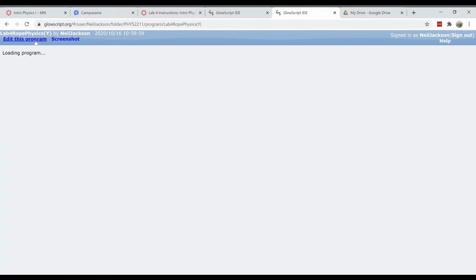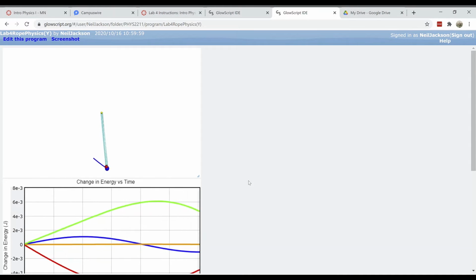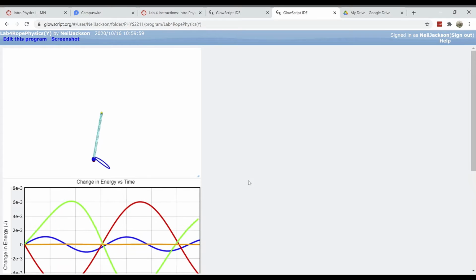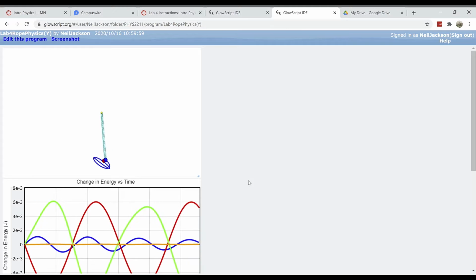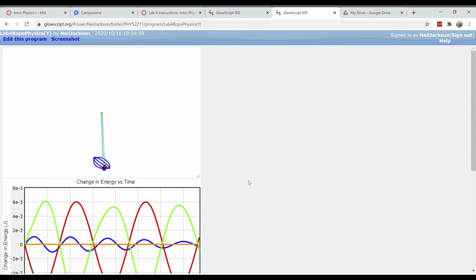When I run this program, I can choose my appropriate CSV file, and this is what I wind up getting. Now keep in mind that this model uses oscillations in the y direction. Later on I'll be looking at oscillations in the x direction, and I'll be able to compare the two.